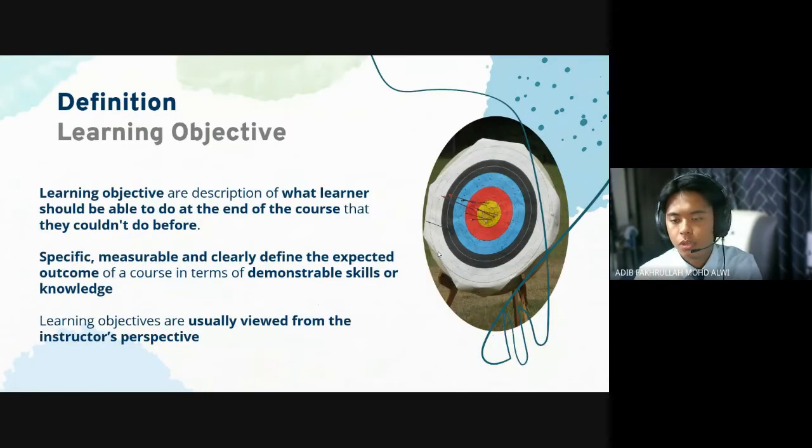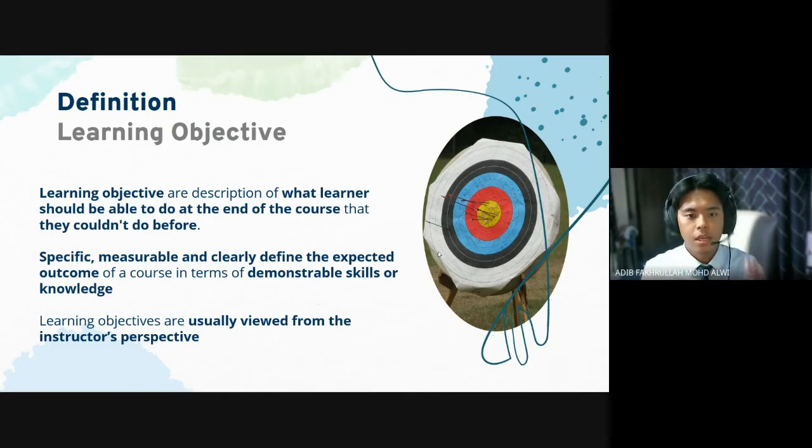Okay, what is the learning objective? Yes, learning objective describes what students should know or be able to do at the end of the course that they could not do before. So a learning objective should be specific, measurable, and clearly define the expected outcome of a course in terms of demonstrable skills or knowledge. Learning objectives are usually viewed from the instructor's perspective. Okay, what does the instructor want to accomplish?